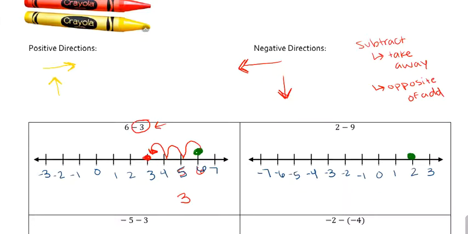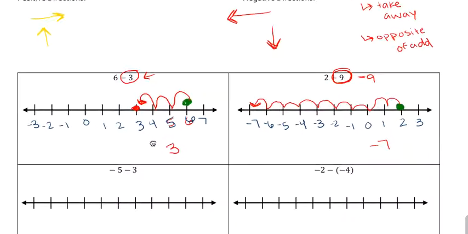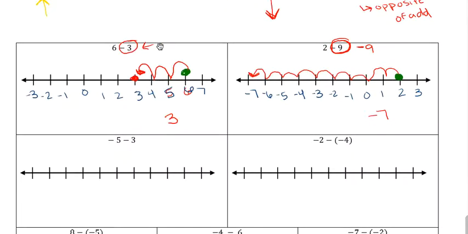So because I'm taking away a positive amount, it actually goes to the negative. Because it's actually a negative 9. So we're going left 9. 1, 2, 3, 4, 5, 6, 7, 8, 9. And I end up at negative 7. Okay, so when I subtract, that means to take away. So to take away positives would mean I'm going negative. Because if I take away points, really I'm subtracting points. I'm going negative.